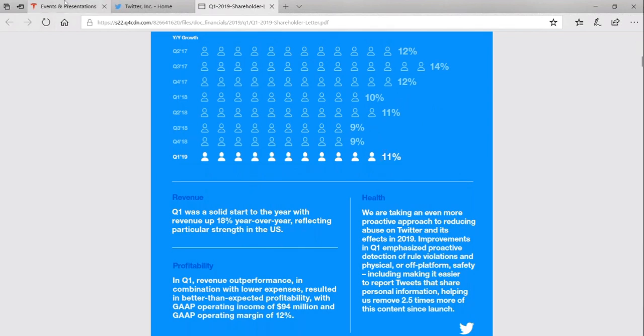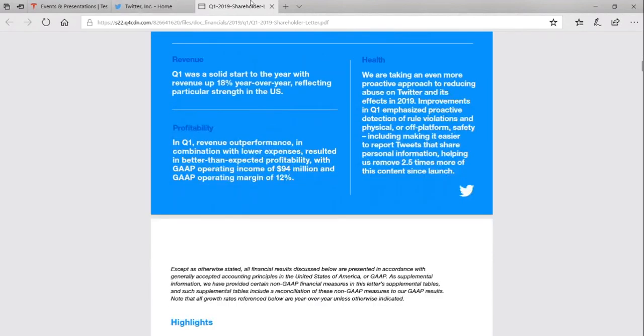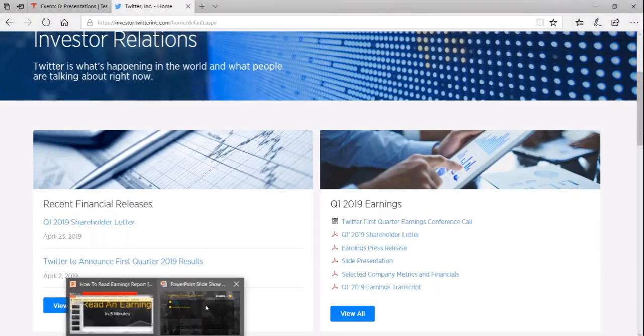And again, Tesla is not necessarily a stock that you want to trade on earnings, but Twitter definitely is. And Facebook definitely is. And I think that generally all companies that rely on user growth are great, great candidates for earnings trades. So this is the letter itself. Let's go back to the presentation.